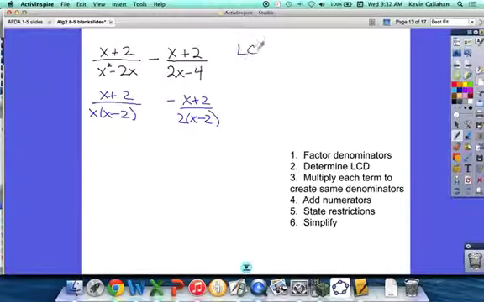Okay, the LCD. Remember, how do we make the LCD? We write down every factor in either denominator. So the first denominator is x times x minus 2, so that has to all be up there. Right, the second denominator has a 2. We didn't already have that, so I need to add that. And it has an x minus 2, but we already have an x minus 2. So I don't have to do that. So the least common denominator is 2x times x minus 2.